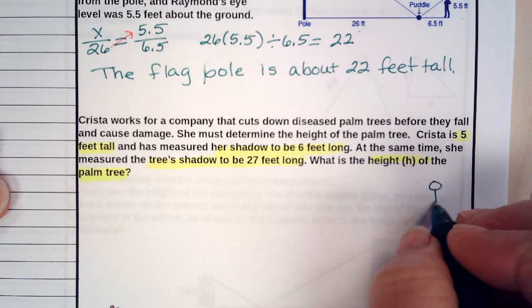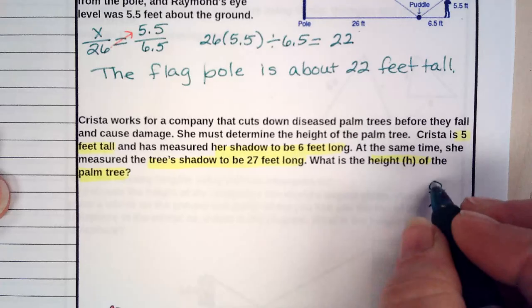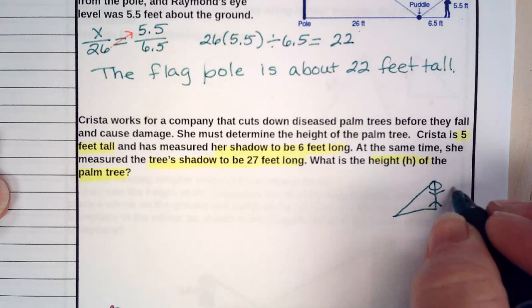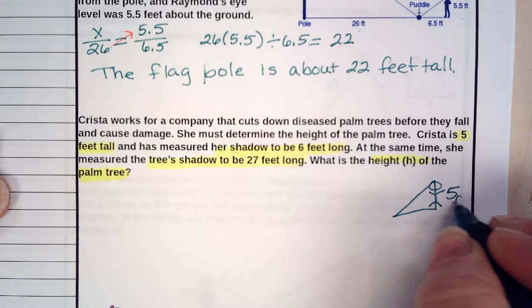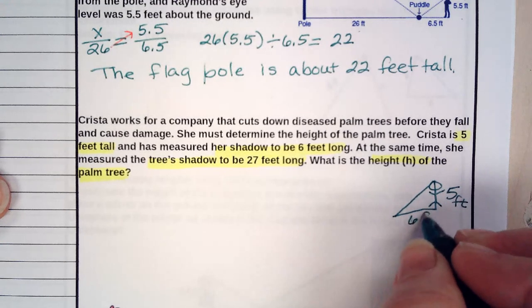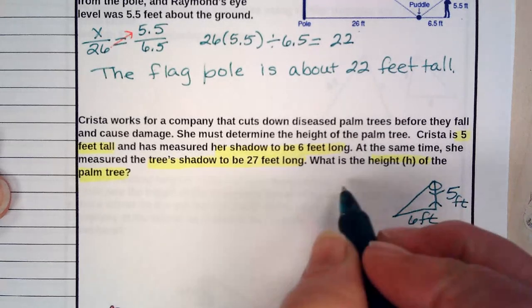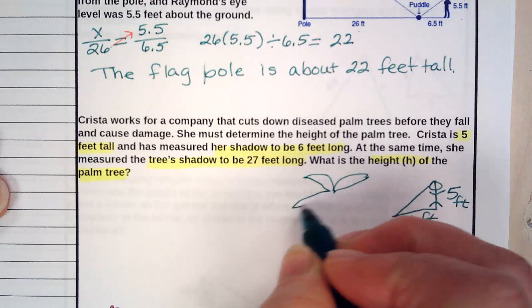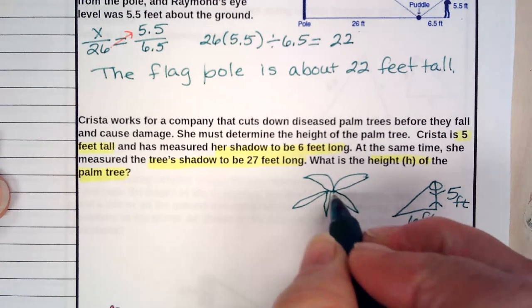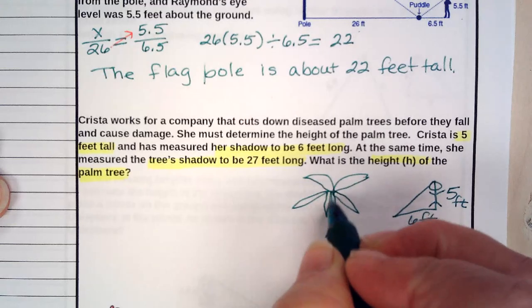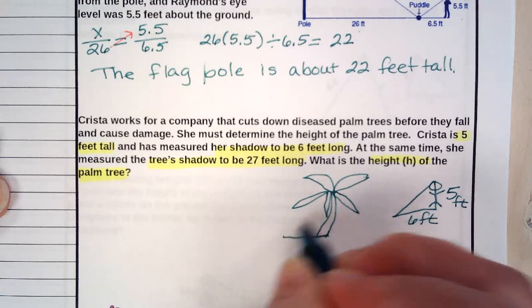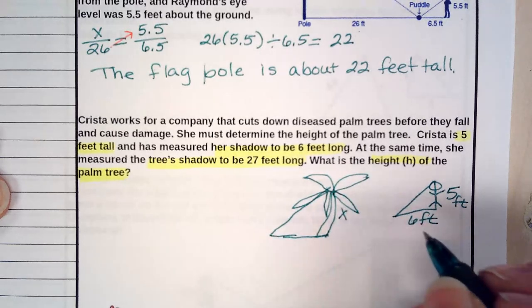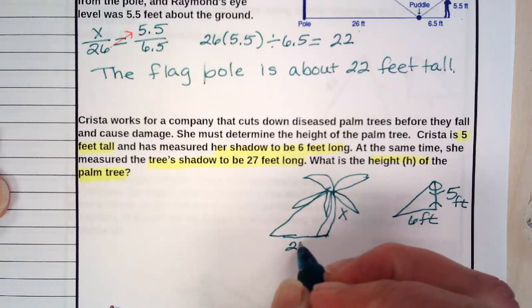So here is Krista. She is 5 feet tall. Her shadow is 6 feet long. Now let's do my palm tree. Here's my palm tree. X is the height. The shadow is 27 feet.